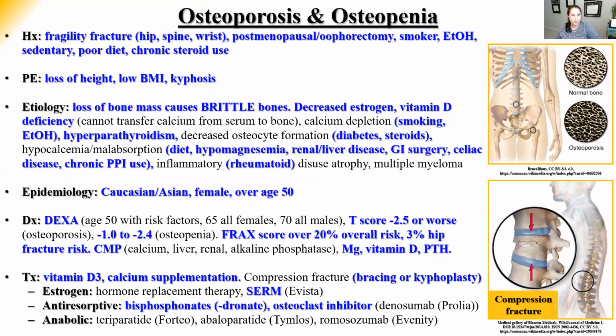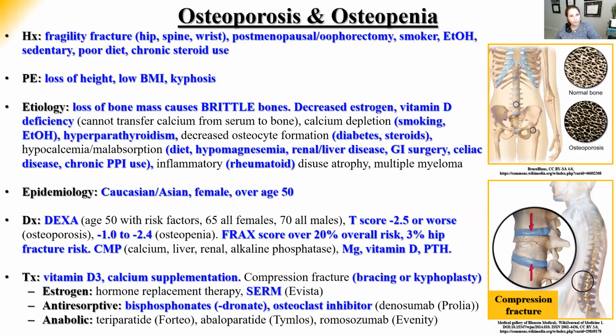Next, we have osteoporosis and osteopenia. We also covered this in our endocrine unit. I run a fracture liaison service, so this is kind of near and dear to my heart. Osteoporosis and osteopenia is thinning of the bone that causes the bones to be brittle and more likely to fracture. So in the history, the patient may have a fragility fracture of the hip, the spine, or the wrist from a fall from a standing height.